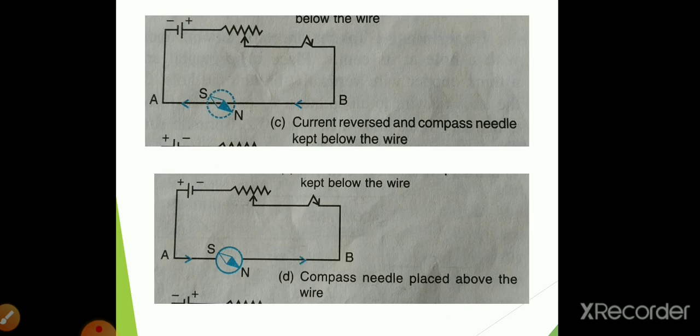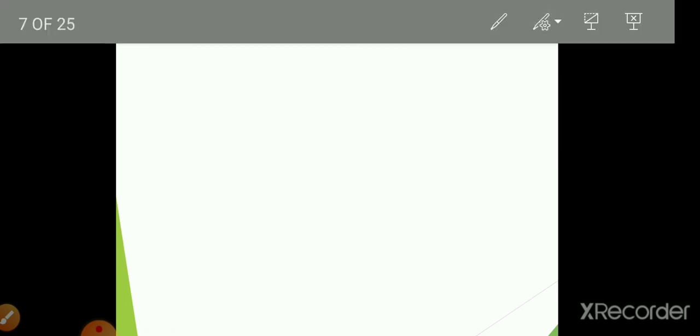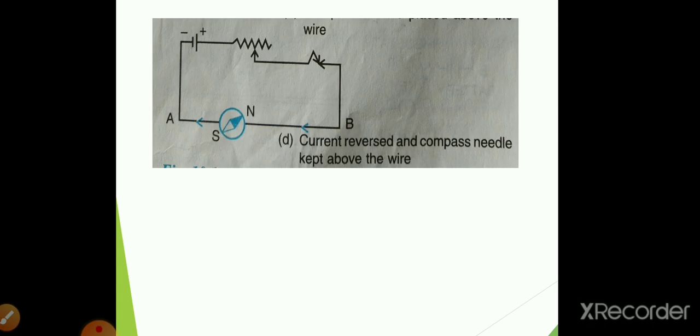So when the current is from A to B, the deflection is towards the east direction, and when the current is from B to A, that time the deflection is towards the west direction. So there is a difference when the compass needle is kept above and below. You can see when the current is reversed, the compass needle kept above the wire, this is how the needle gets deflected.